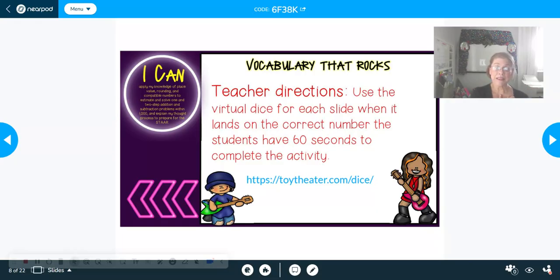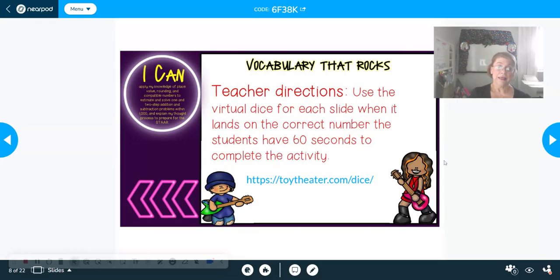I've always rolled it and just said, it's a 1. Look here, it's a 1. Now on your screen, what do you do when it's 1? But that's the thing. You do you. So use the virtual dice for each slide. When it lands on the correct number, the students will have 60 seconds to complete the activity.